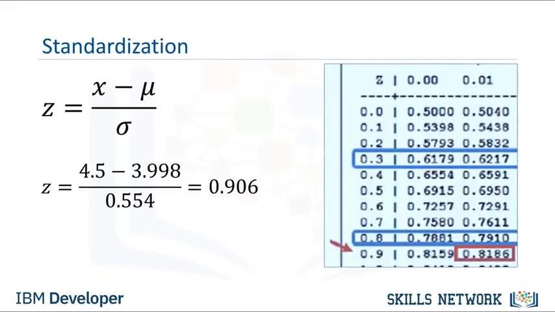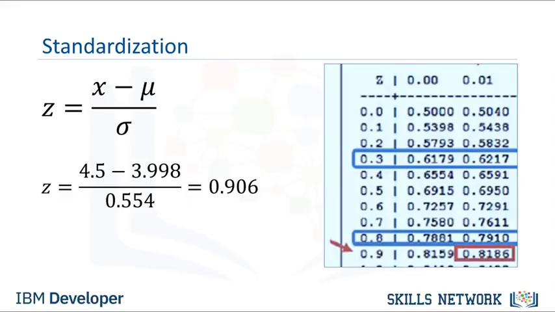So let's say we have a dataset where the average teaching evaluation is 3.998 and the standard deviation is 0.554, and we are interested in determining the probability of getting a teaching evaluation score of 4.5 or less. From the table that I showed in the last slide, we can determine this.